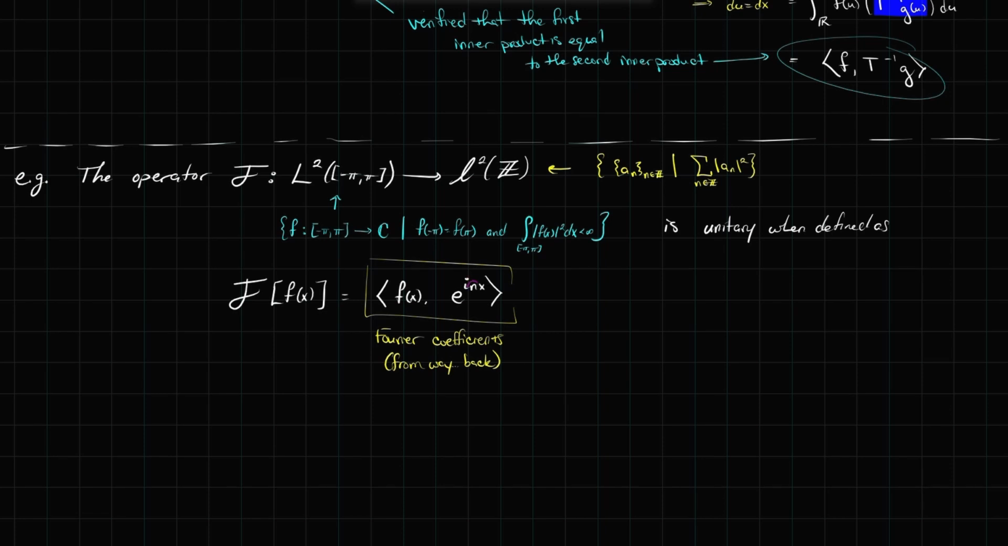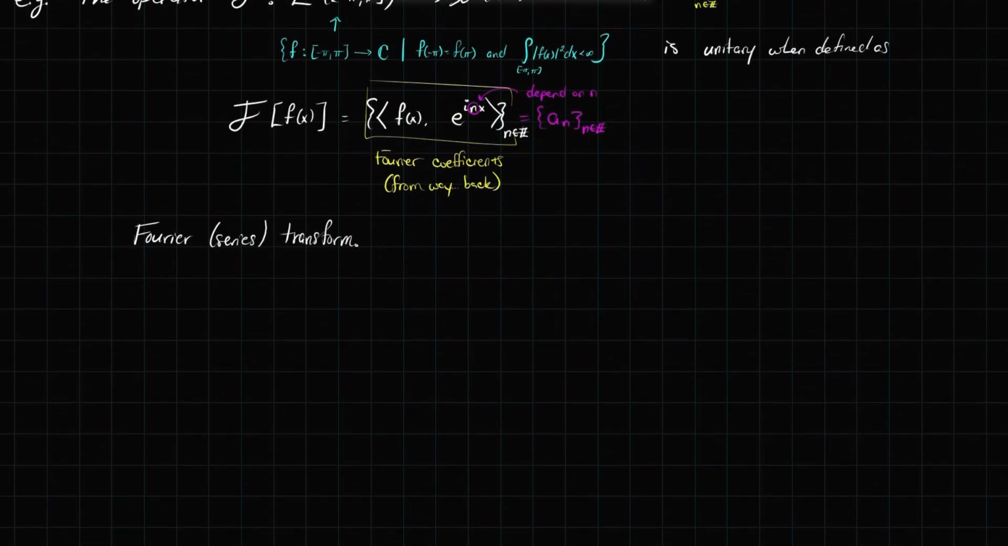But because they depend on n, these really do form a sub n. They form a sequence with n in the integers. This is a sequence, n in the integers. This operator is called the Fourier series transform, or sometimes just the Fourier transform. And it ends up being unitary. I can't really describe why. It takes a few pages to describe why this is unitary, but I'll just show you really quick.